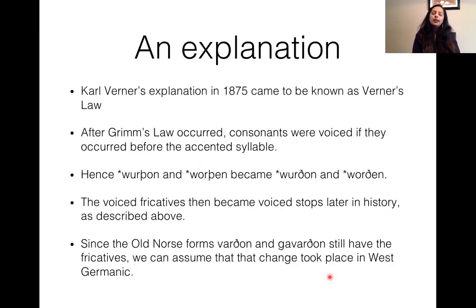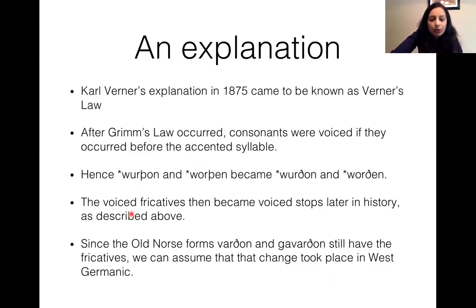And this was discovered a couple of years after Grimm found out Grimm's law, and this was discovered by another person called Carl Verner in 1875, and it came to be known as Verner's law. So it kind of happened after Grimm's law had happened. Right. So after Grimm's law occurred, consonants were voiced if they occurred before an accented syllable.